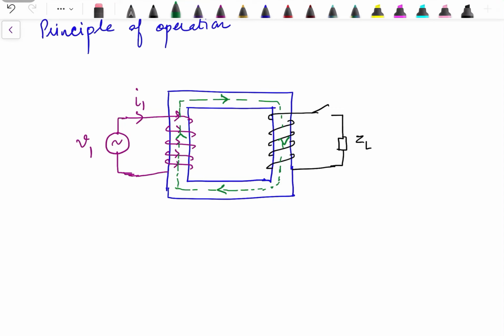Now when this changing flux links with the second coil as well, which is electrically separated from the first coil, then there is transfer of energy from primary side to secondary side due to the magnetic field. And since there is no movement, the winding is stationary, the core is stationary, the transformer has the highest efficiency among all electrical devices.